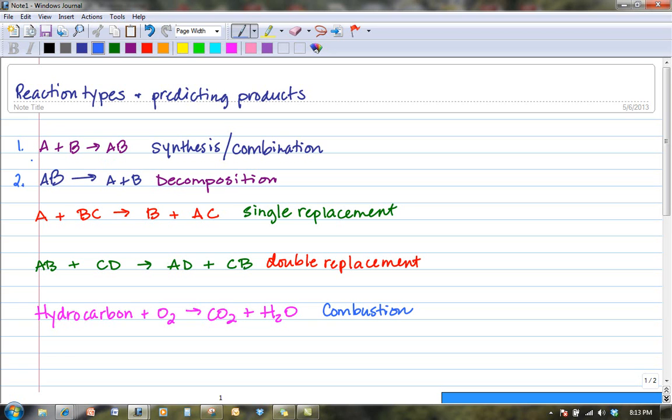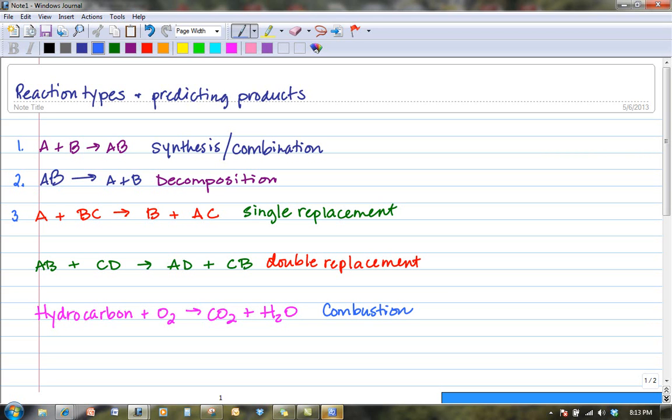Reaction number 2 is just the opposite. This is where one compound falls apart into 2 pieces. You have compound AB decomposing into A plus B. This is called decomposition.